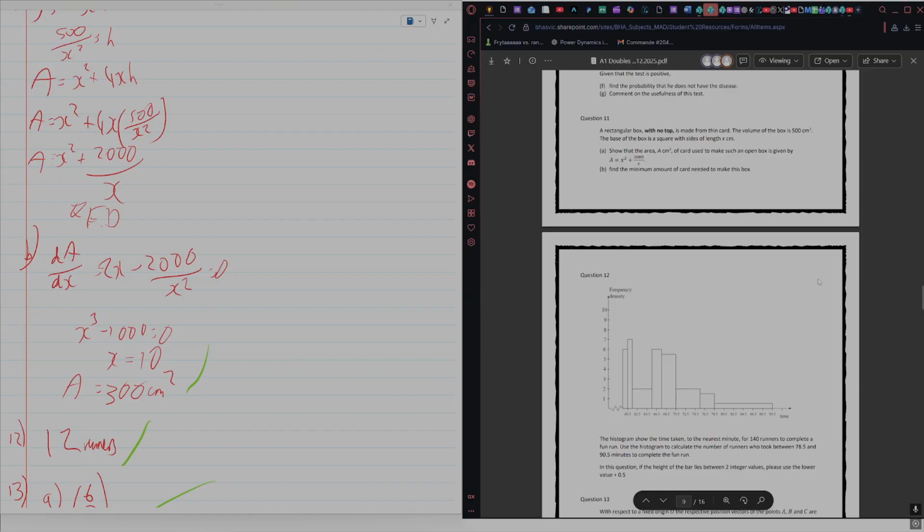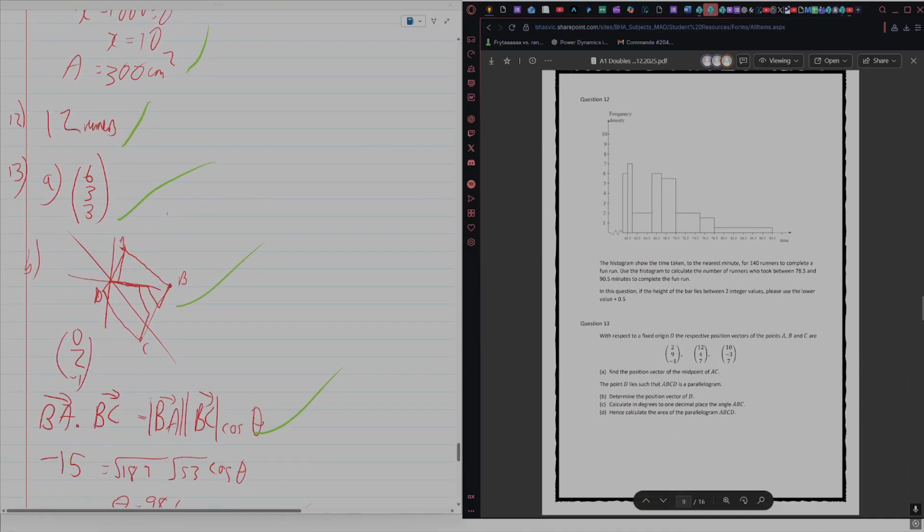Now, when I saw this question, I was really like, oh no, it's not going to be good because it's histograms, and I hate histograms. It just asks you from 78.5 to 90.5. I don't even know why it says this, because you can tell that it's just 12 times 1, because the frequency density is 1, and the class width is 12. So it's just 12 times 1, and that's literally the entire question.